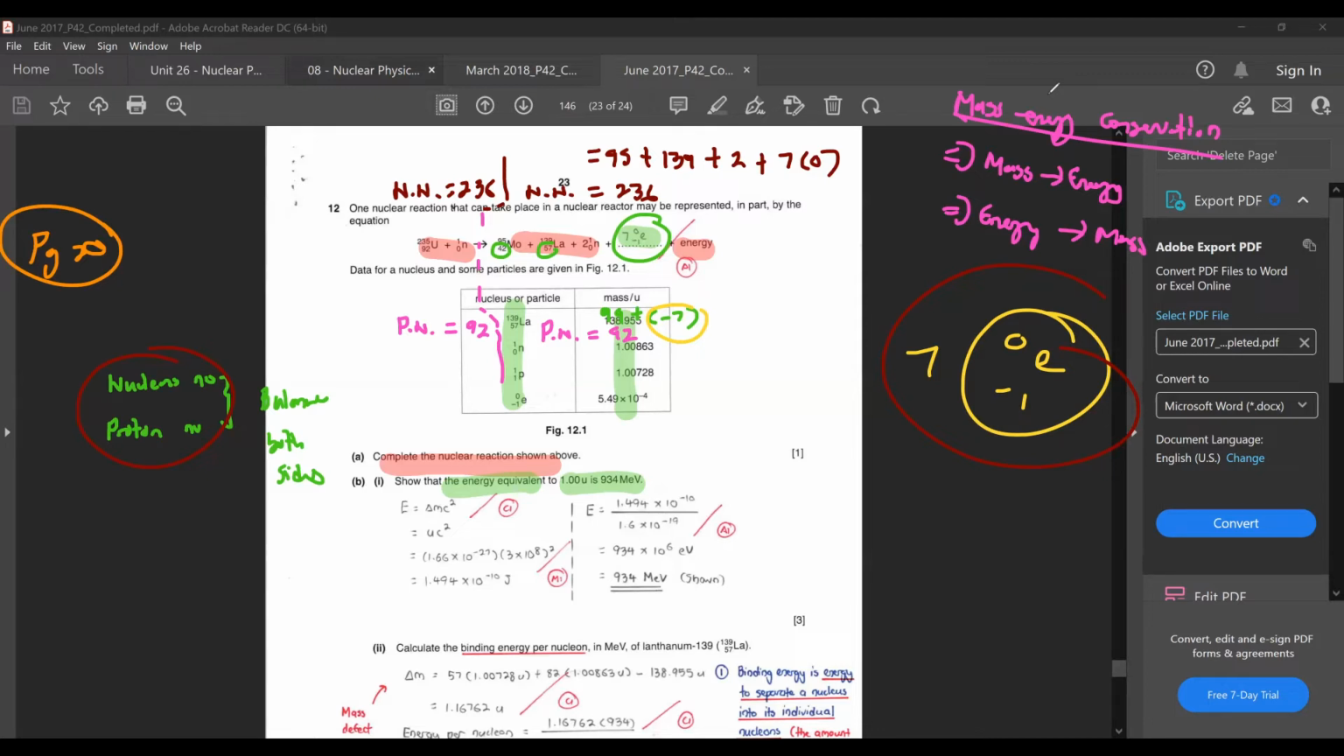So what they're asking you right now is this: if I have a mass of 1U, show that the amount of energy equivalent to 1U is actually 934 mega eV. And that's what they're asking you. Show that the amount of energy that the mass of 1U contains is 934 mega eV. Okay.